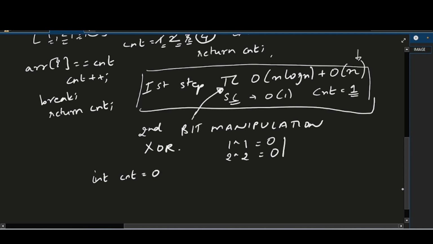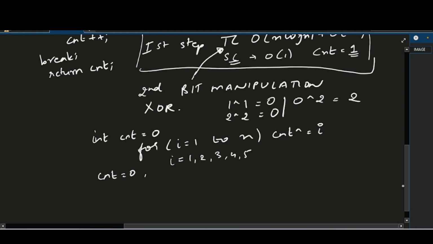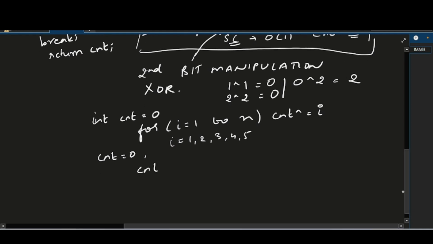What we can do is say initially our count value is equal to 0. Apart from that, one more property of XOR is, when I XOR any number with 0, I get the number itself. So if I start a for loop from i equal to 1 all the way up till n, and XOR it with my count variable, then I will get something like this. If my count is equal to 0 and I XOR it with all the values from 1 to n, that is 1, 2, 3, 4 and 5, I can say that count is going to be equal to 0 XOR 1, XOR 2, XOR 3, XOR 4, XOR 5.